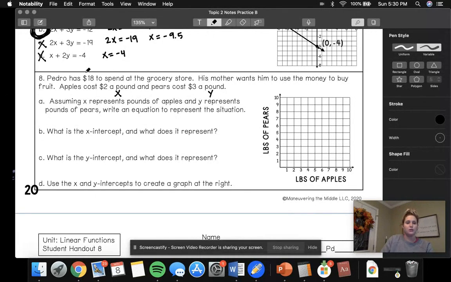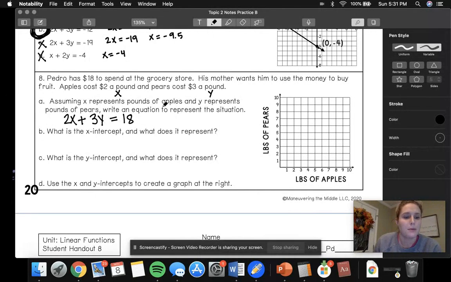Okay? And we also know that the total is 18. So when I write this equation, I know $2 a pound for apples. I'm going to add, because we're finding the total, $3 a pound for pears, two different things, so two different variables, and that gives us a result of 18. I know what the total is for this situation.